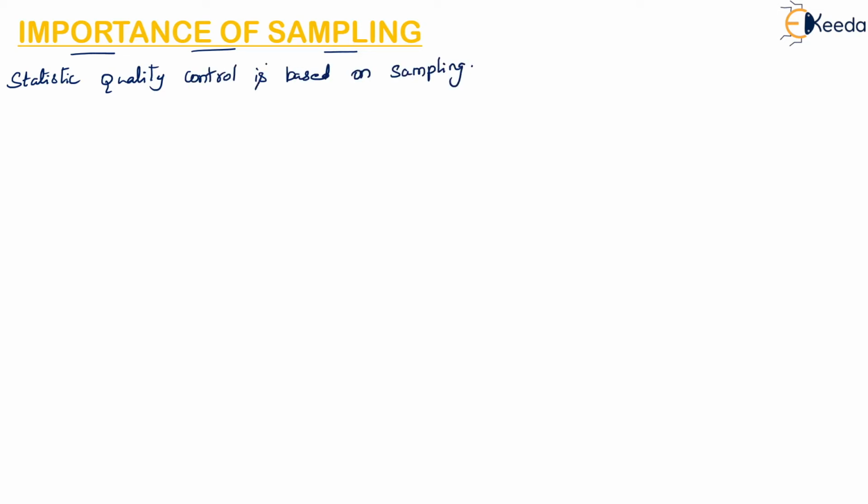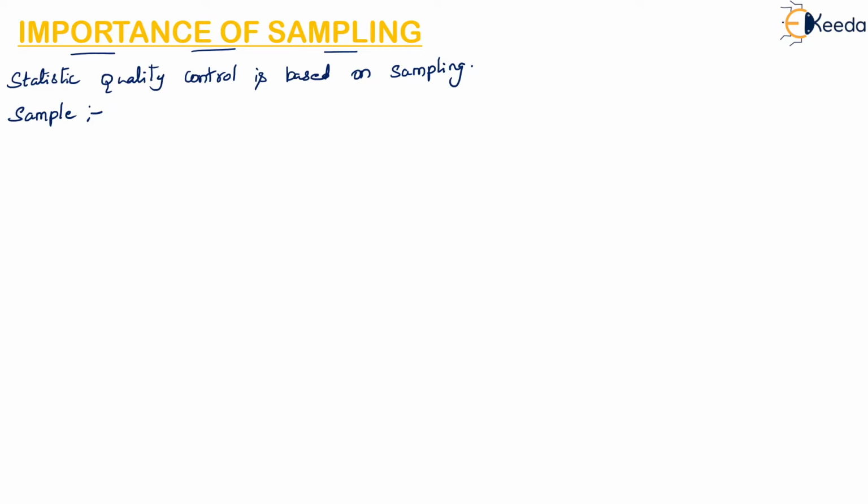To understand sampling, we have to first know what a sample is. A sample is defined as a representative portion of a group which is taken as evidence of the quality level or character of the entire group.